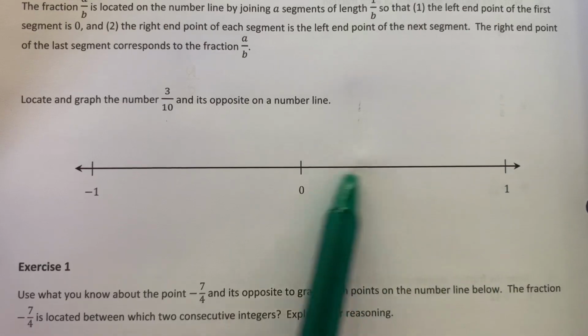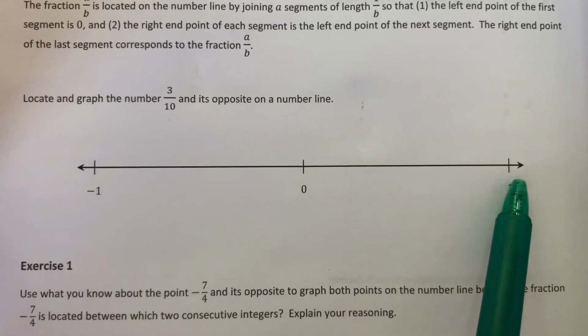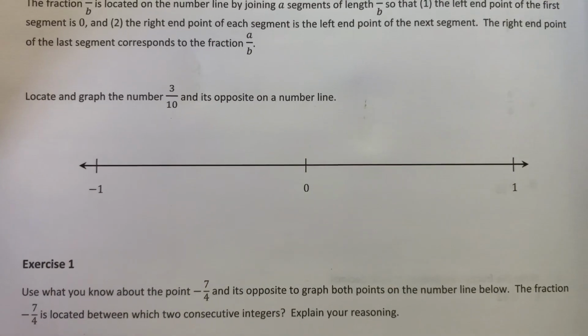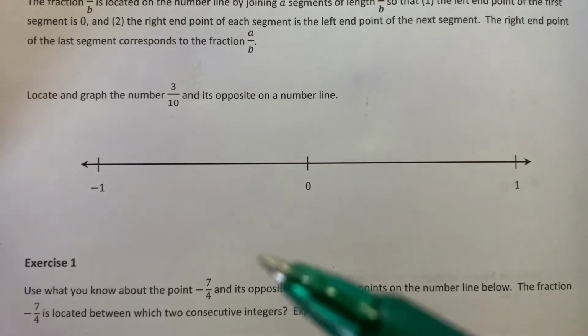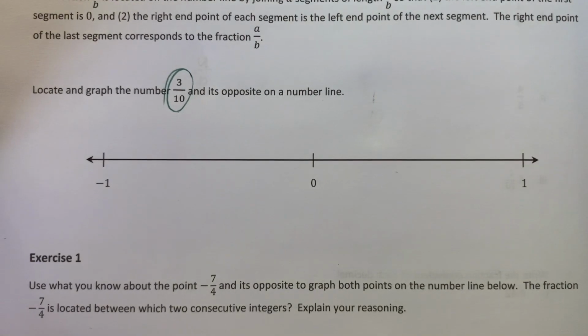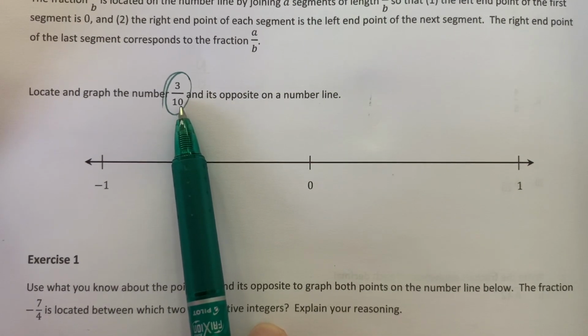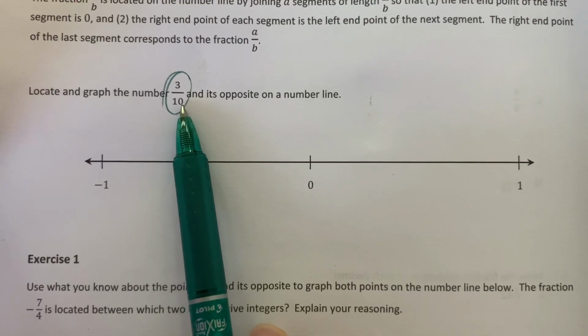Previously we just talked about doing it with whole numbers like 0, 1, 2, 3, 4, 0, -1, -2, -3, so on and so forth. But now we want to talk about how we can graph a fraction or a decimal onto a number line. The way we're going to do this is we're going to look at the number that's in the denominator. So this time it is a 10. And so we have 3/10 here.